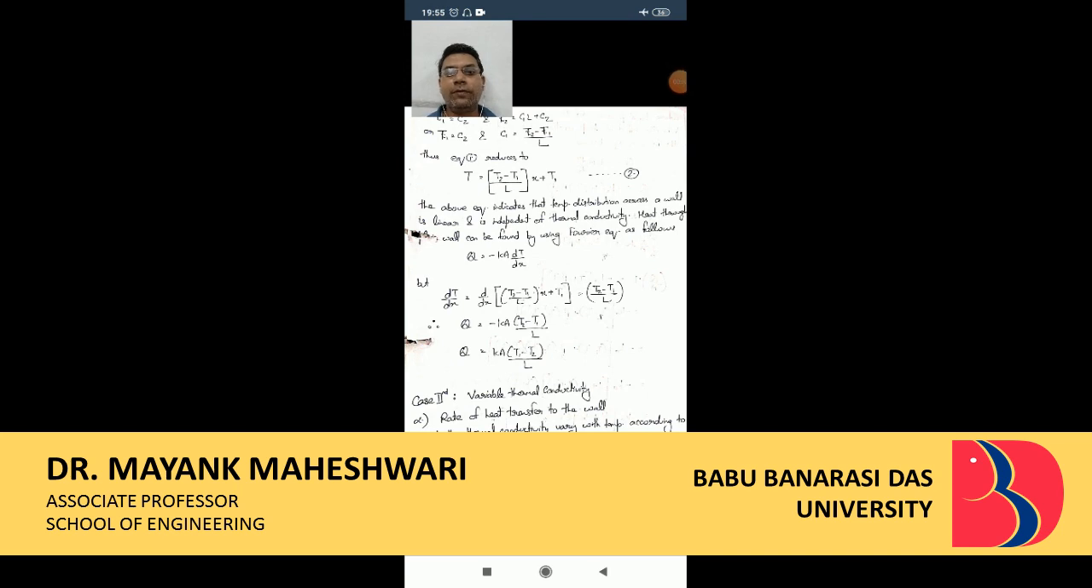Now the case is of variable thermal conductivity. Let us assume that thermal conductivity varies with temperature according to the relation given here: K is equal to K naught (1 plus beta T), where K naught and beta are constants. When the effect of temperature on thermal conductivity is considered, let's see what the Fourier equation is written as.